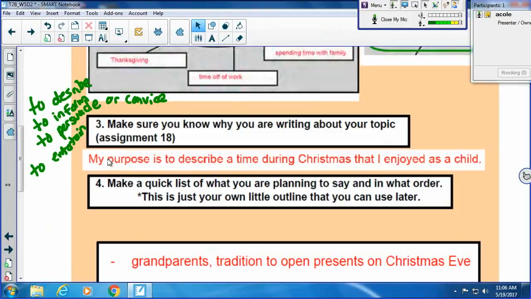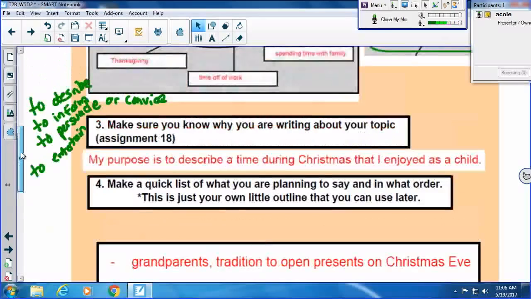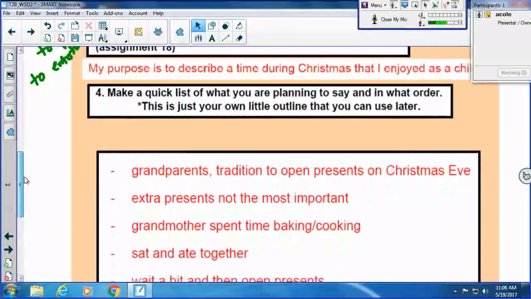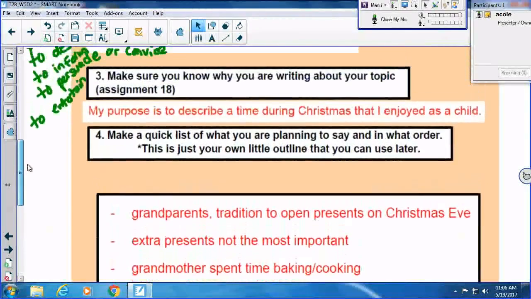And after I finish going through my first example here, I will share more examples of different paragraphs that have different purposes. So you will see an example of each one of these different purposes for writing today. Hopefully that'll give you some ideas for what you could write about.